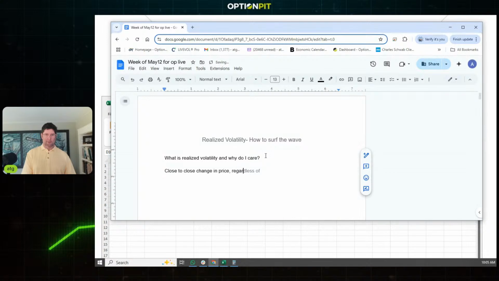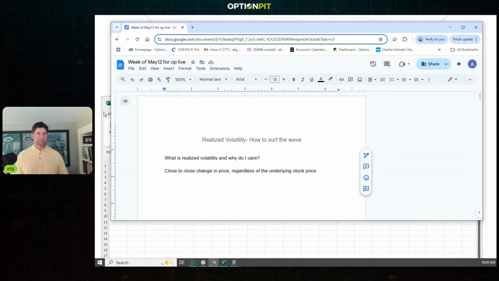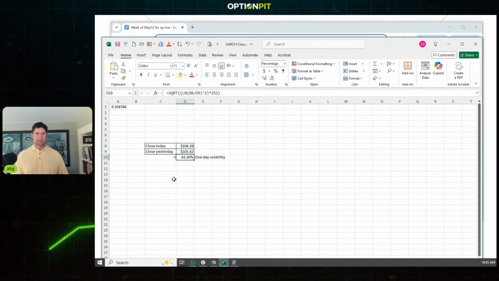That's realized vol. Realized vol is the close to close change in price regardless of the underlying stock price. So what you're trying to get is, is it a 30 vol move? Is it a 40 vol move? Is it a 50 vol move? It doesn't matter if the stock is 20, 30, 40, or 50. This is a one-day volatility move using this formula in the spreadsheet to give you an idea of what that vol is.